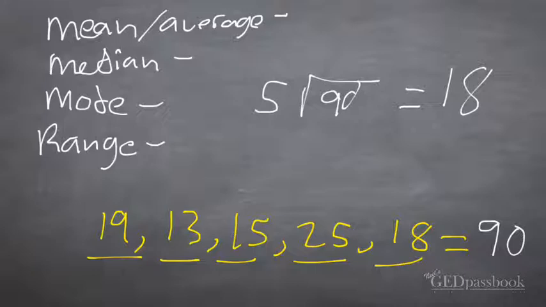That's the average or mean. Mean and average are the same thing. They're the same word. You find it the same way. They're just different words. So that's the mean or average. Add up all the numbers, divide by the set of numbers that's given.